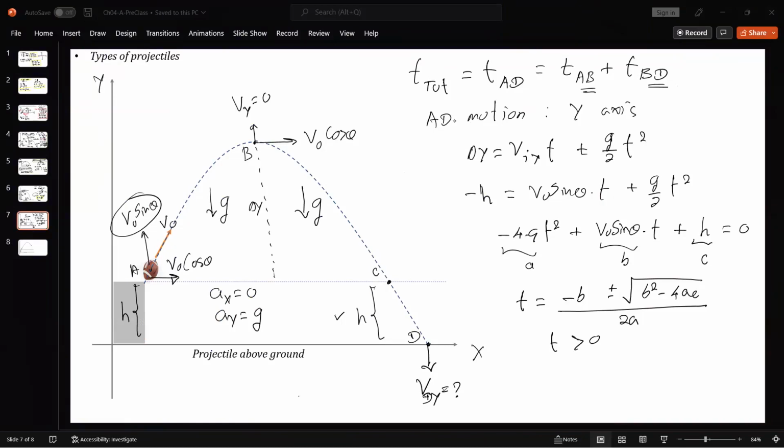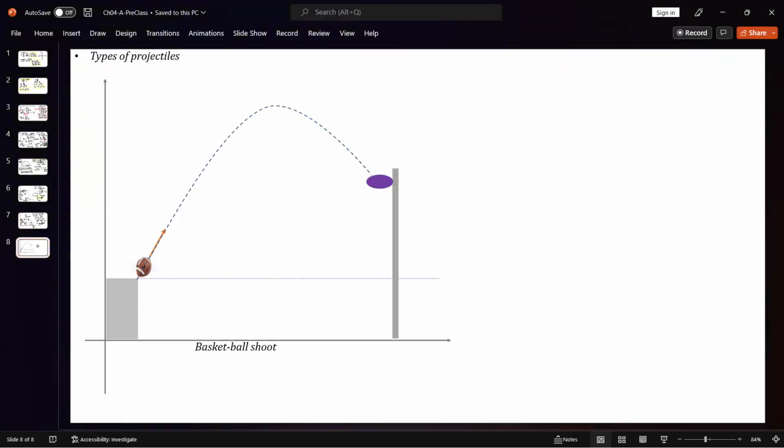Okay, and then let's take a look at our last type of projectile. This is a type 4 projectile. In this case, it's like shooting the object to the basketball. Now, if I want to do this kind of projectile, the same formula still applies, but we have to work it out slightly differently.